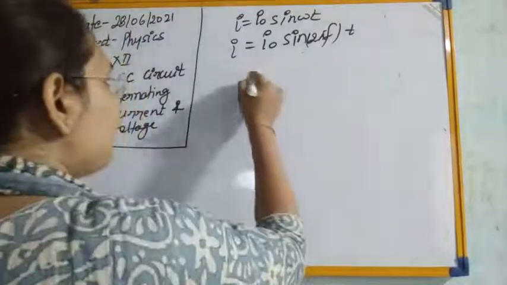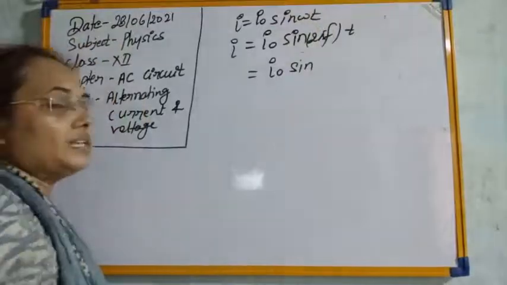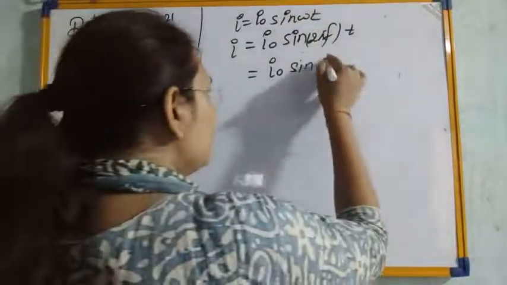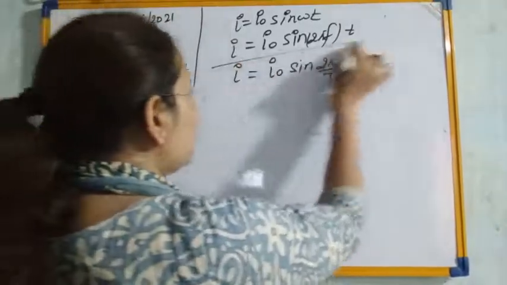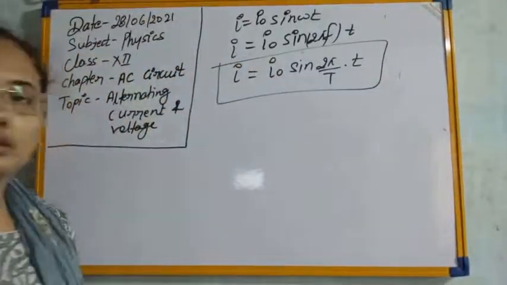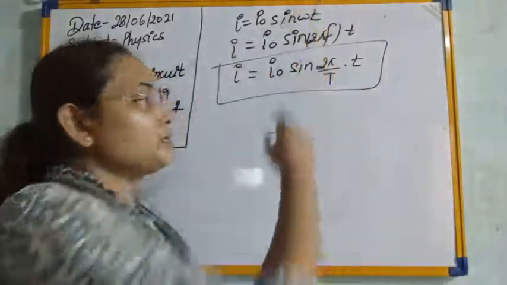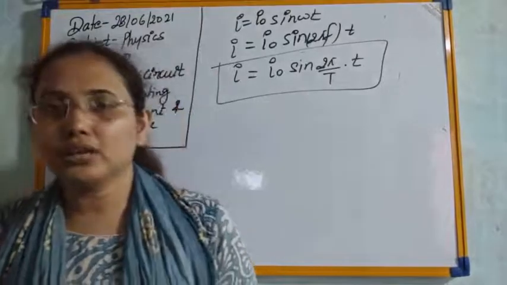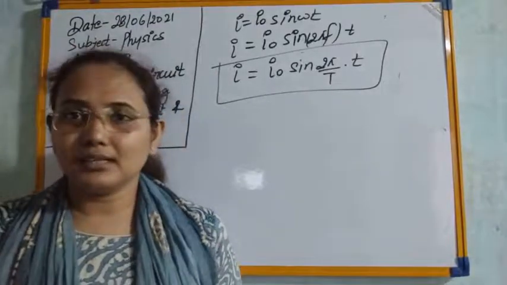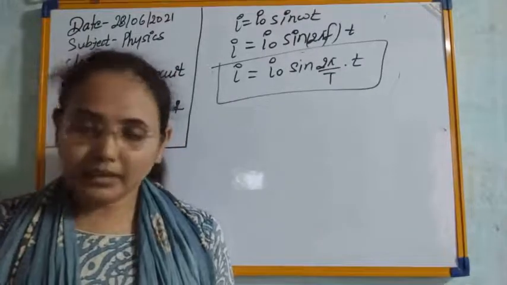Also in terms of time period we can write it. Here it is sine, and you know that omega is equal to 2 pi by T. So this is 2 pi upon T, times small t, and this is I. So this is in terms of time period, in terms of frequency, in terms of angular velocity. Whichever value is known to you, you can utilize the formula to calculate the instantaneous value of the current or the time.